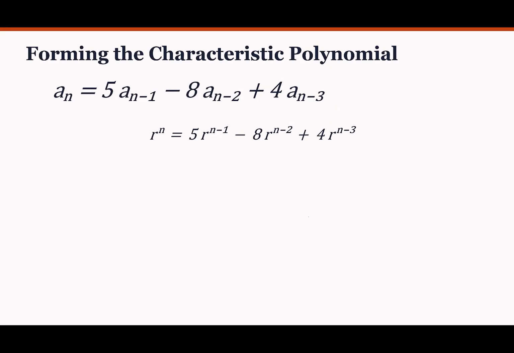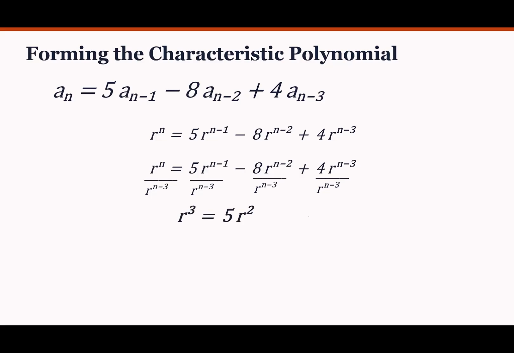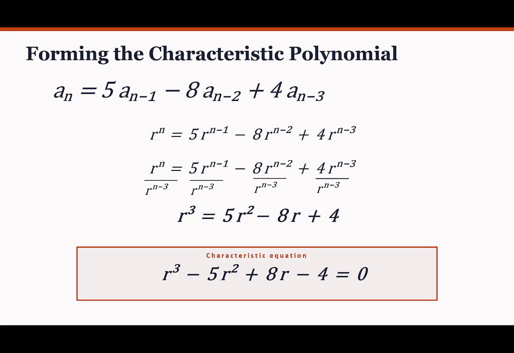We want to make this look a little bit better. Notice everything has a power of r, so we're going to divide by the highest power of r that's common to all pieces of our equation. That happens to be r to the n minus 3. So each term gets divided by r to the n minus 3. Remember, when you divide the same base, you subtract exponents. So now we get r cubed is equal to 5r squared minus 8r plus 4. Let's set the equation equal to 0 and find the roots of the equation.